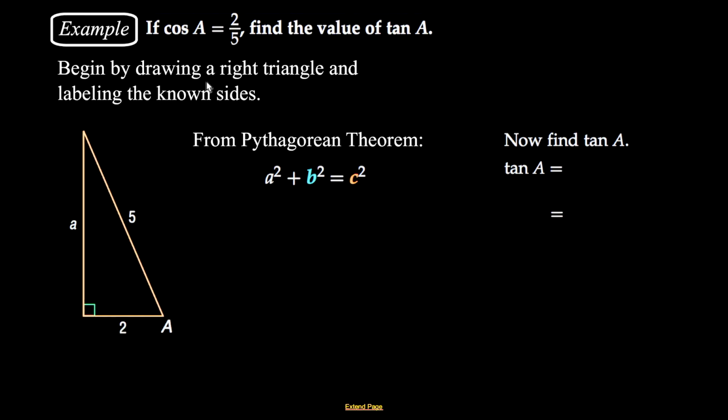So here's an example. If the cosine of angle A is 2/5, we want to find the value of the tangent of A. So we're down here at A, this is our reference point. The first thing we want to do is to draw a triangle. You're not always going to be given a triangle, so I could just give you this in words and then you should draw yourself a triangle. And your reference angle will never be the right angle. It will always be one of the other 2 acute angles. So pick one to be angle A.